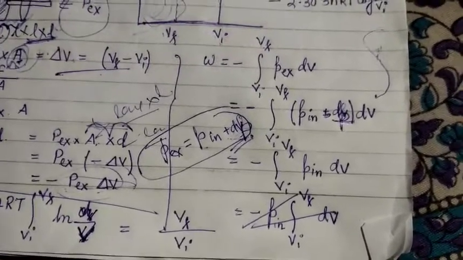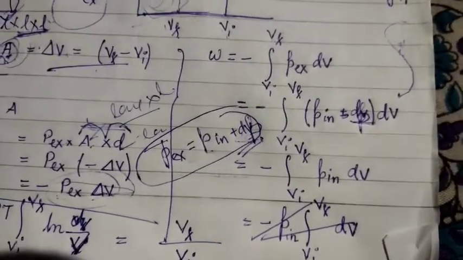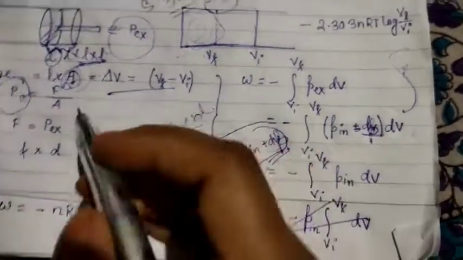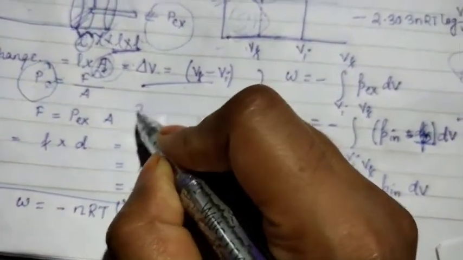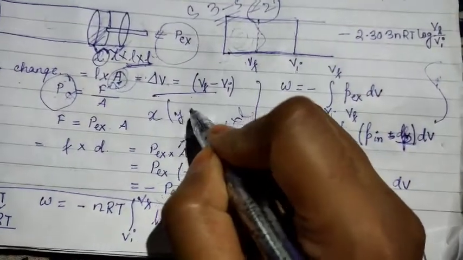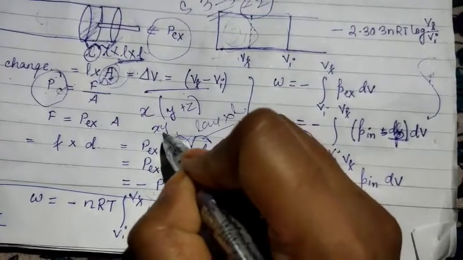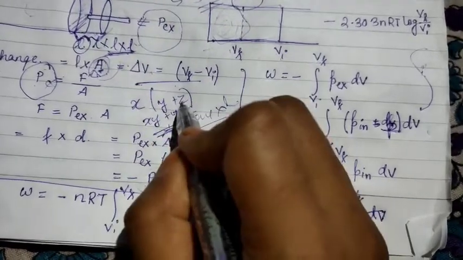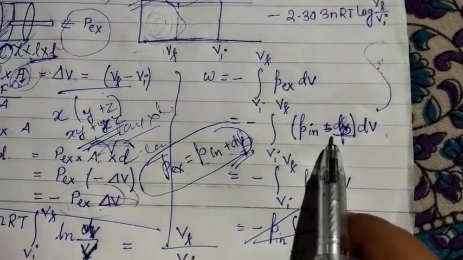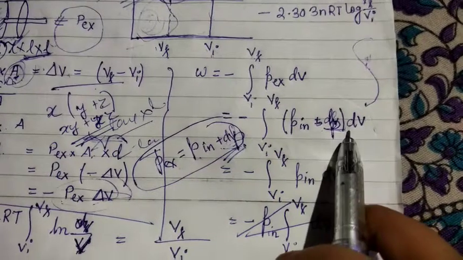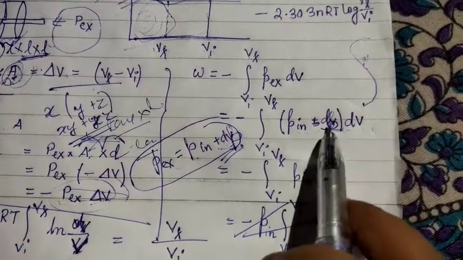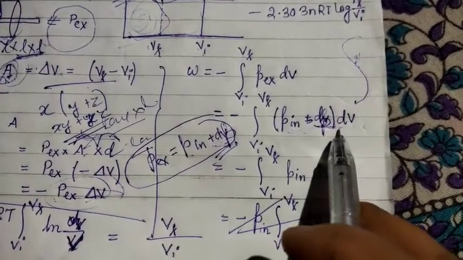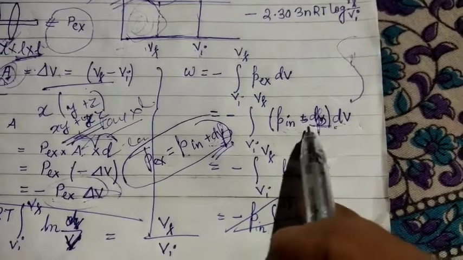F, then Vi. Now you will use the distributive formula. What is the formula? If x is multiplied with y plus z, then you will write xy plus xz. Here also you will use the same thing. You will multiply dV with P internal and dP. Now you have multiplied P internal and dV. Now you will multiply dP and dV.